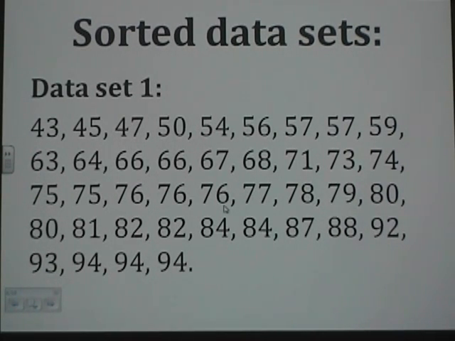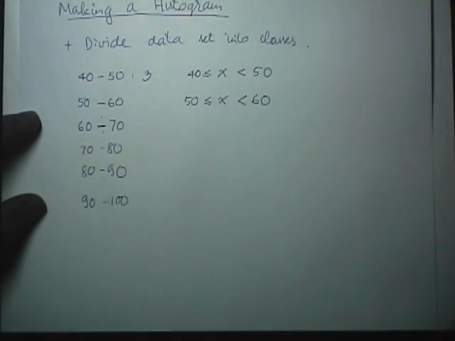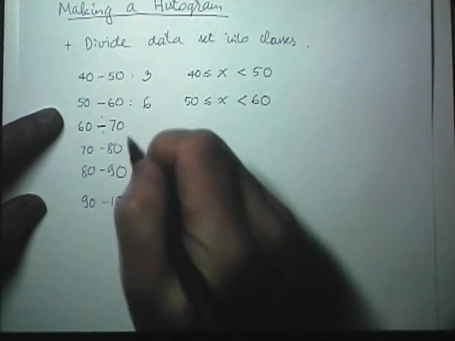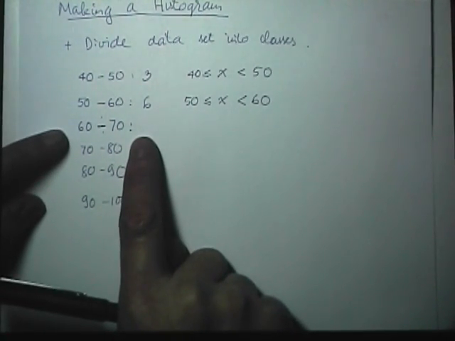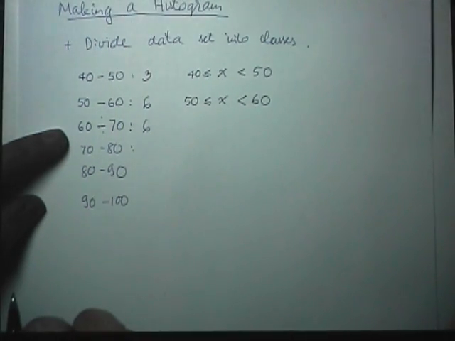So into my first class, there are 3 data values that fall into it. For my second class, I have 1, 2, 3, 4, 5, and 6 of them. So that would be 6 of them. You are going to help me out with this as well. In the class between 60 and 70, let's say I have 2, 4, 6. There are 6 of them. And then in the class between 70 and 80, let's say 2, 4, 6, 8, 10, 11.